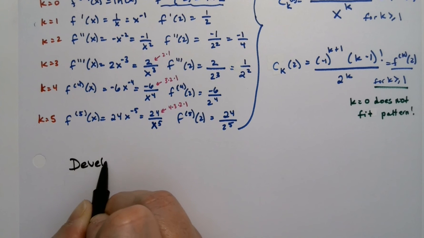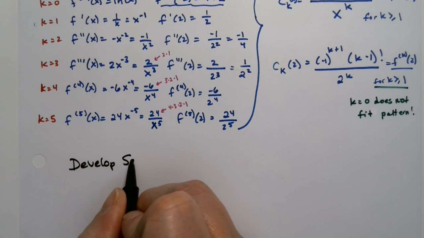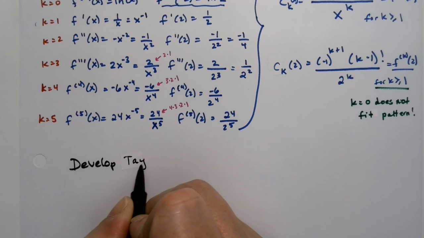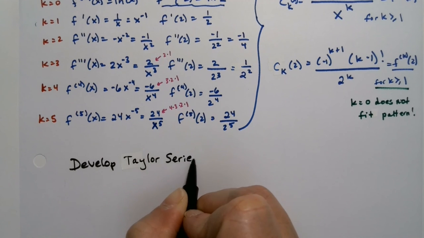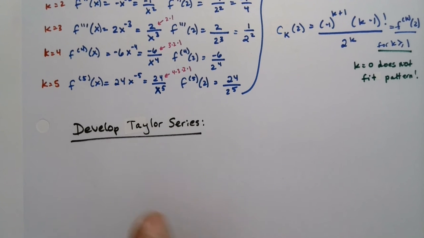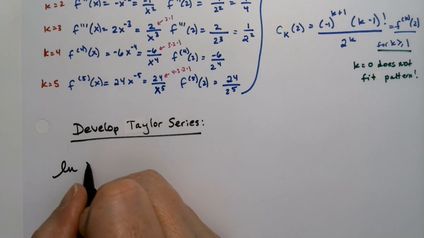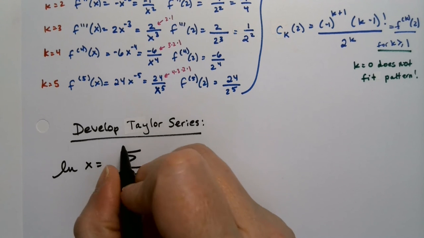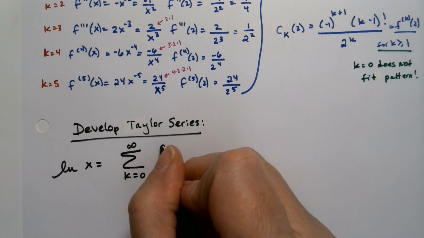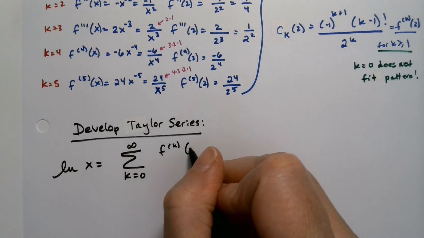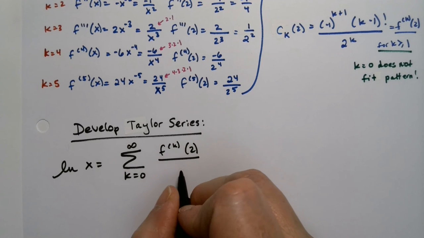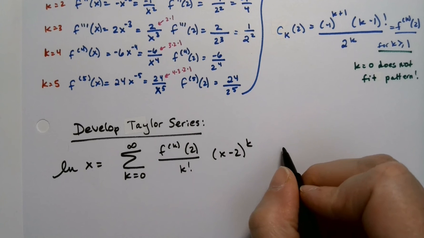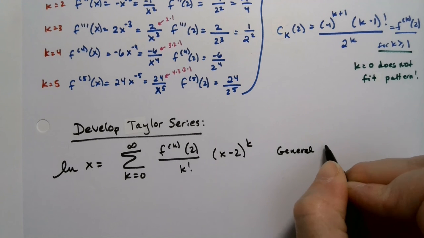So we figured out the coefficients. Now we need to develop the Taylor series, which is a special kind of power series. All right, so we know that the natural log of x is equal to, and let me just write out the formula. It says from 0 to infinity, the kth derivative at 2 over k factorial times x minus 2 to the k. This is the general Taylor series formula.